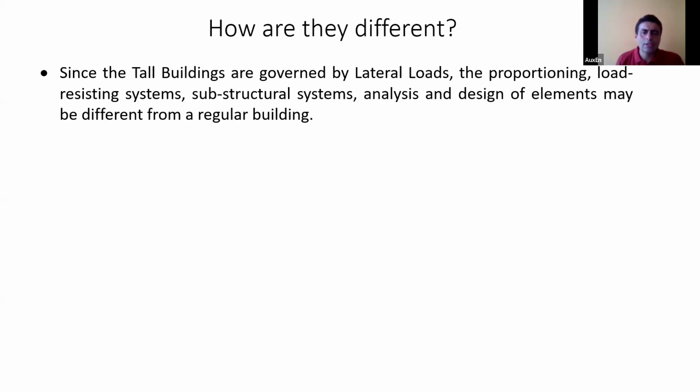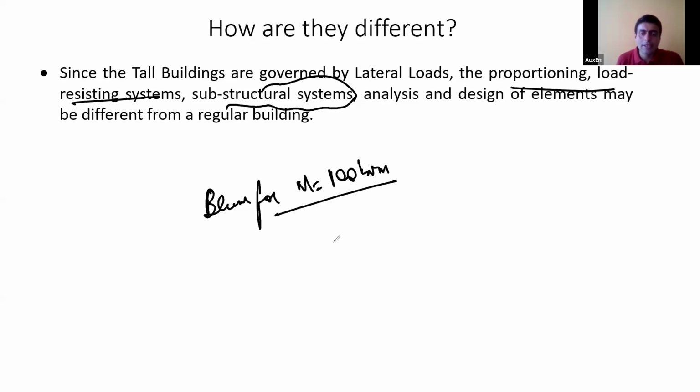So how are they different? That's what I was telling you in the earlier slide also. Because tall buildings are governed by lateral loads, the overall proportioning of your system, the load resisting system planning for gravity loads, for lateral loads, the planning of foundation, substructural system, all these have to be thought of in a different manner than a regular building. Okay. See, if I ask you if you can design a beam for a bending moment of 100 kilonewton meter, will you be able to design another beam for 600 kilonewton meter? Yes or no?